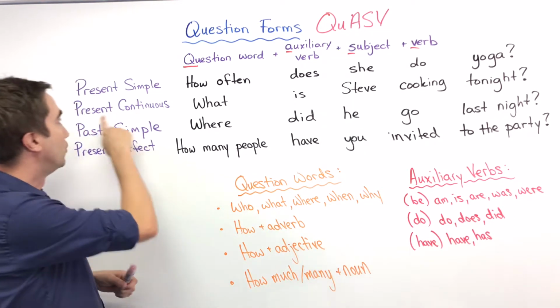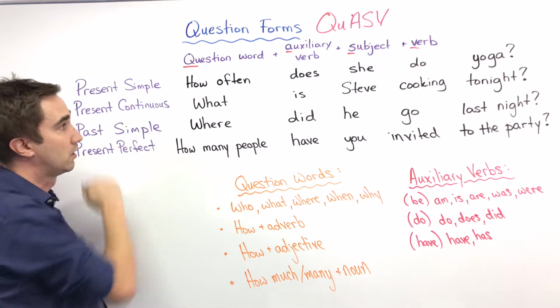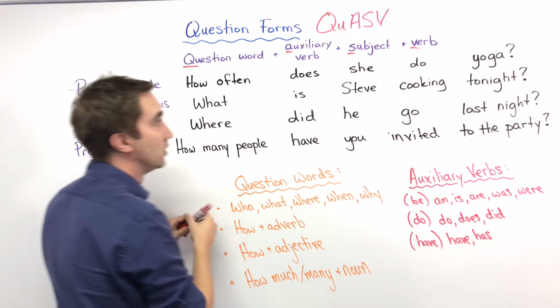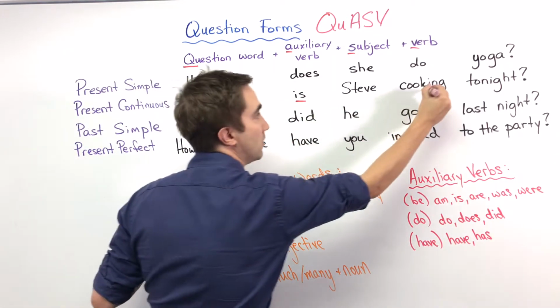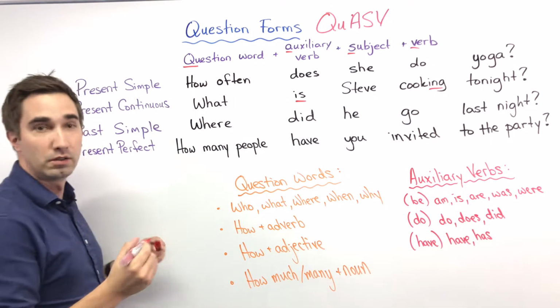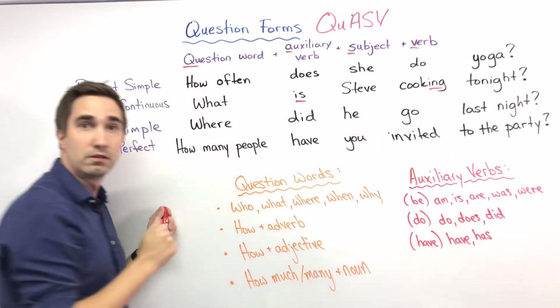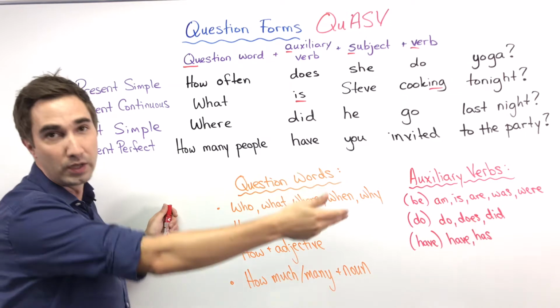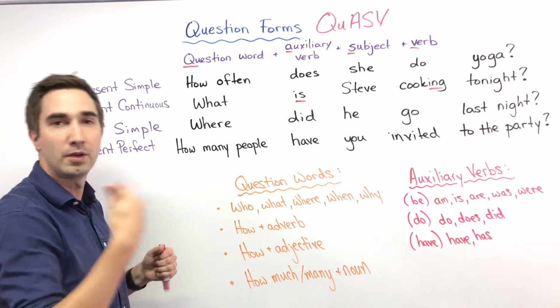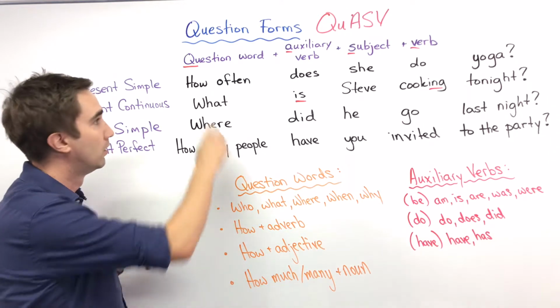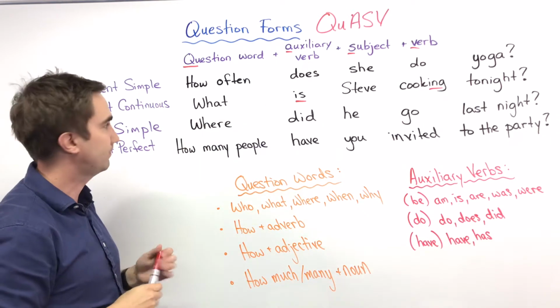Okay? Moving on to present continuous, okay? We can use is plus verb ing. Okay? What is Steve cooking tonight? Okay? What are you doing tomorrow? Okay? Anytime that we use a continuous tense, be verb plus verb ing, we follow this form.